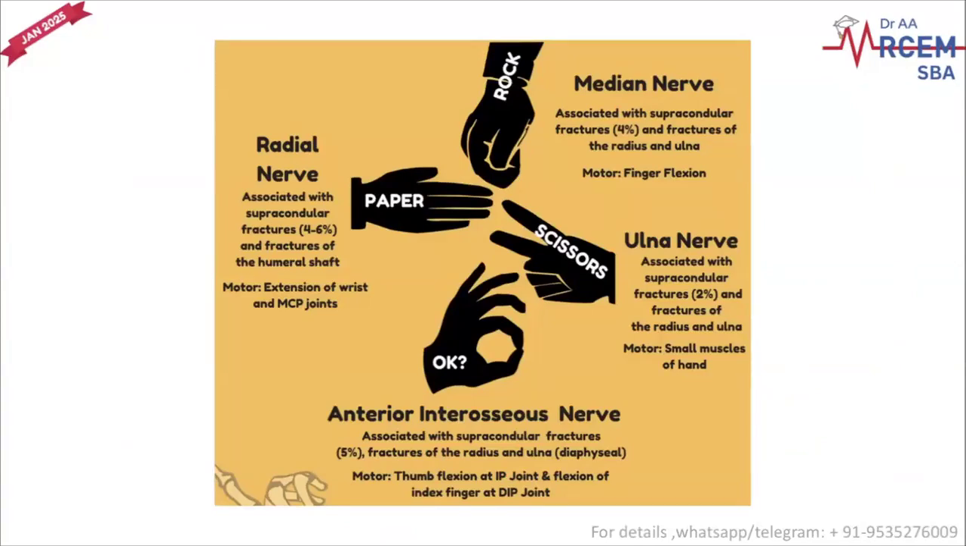Okay, you can remember the common game which is played, rock, paper, scissors. Okay, in that way you can check it. If he's able to make a rock, that is able to make a fist, then median nerve is intact. If he's able to make scissors, like a scissor position, then ulnar nerve is intact. If he's able to make an OK sign, then anterior interosseous nerve is intact. If he's able to extend all his fingers as shown here, then radial nerve is intact.